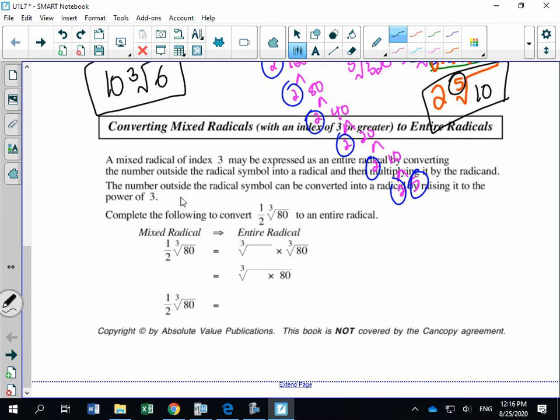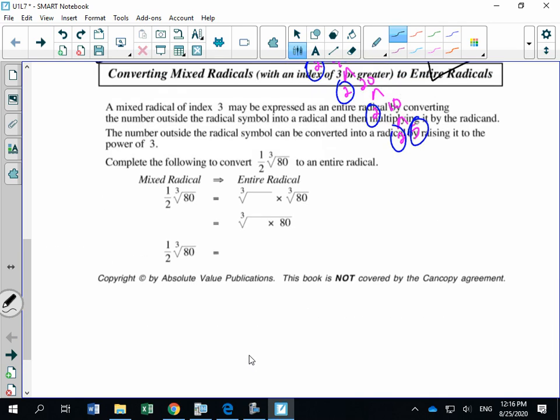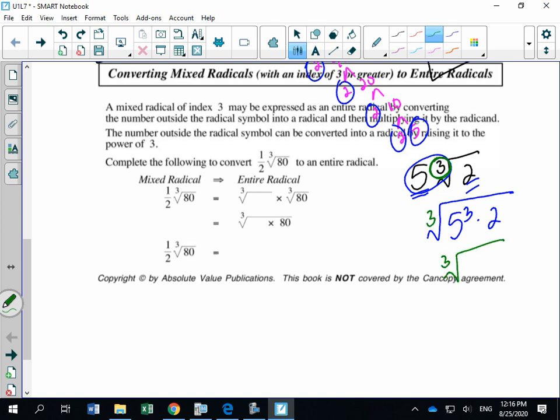Okay, this is going backwards. So let's go backwards. We've already done this actually in the last lesson. I'll give you a different one first. So if I gave you 5 and the third root of 2, and I said, okay, that's a mixed radical. What would that entire radical be? You would say, okay, if they wanted this entire radical, everything has to go under a radical sign. How they got that 5 was 5 to the power of 3 times 2. Don't forget, if this has an index of 3, we must continue that index down. The answer would be the third root of 5 to the power of 3 times 2.